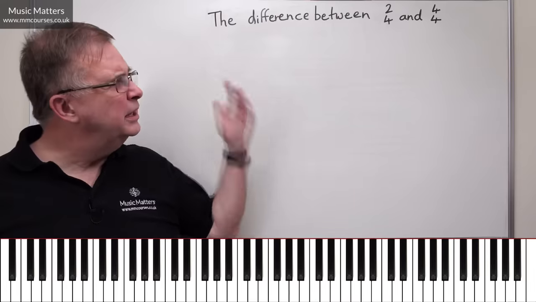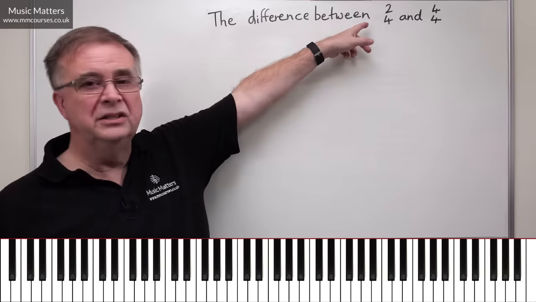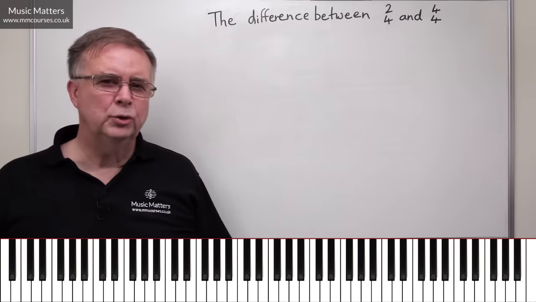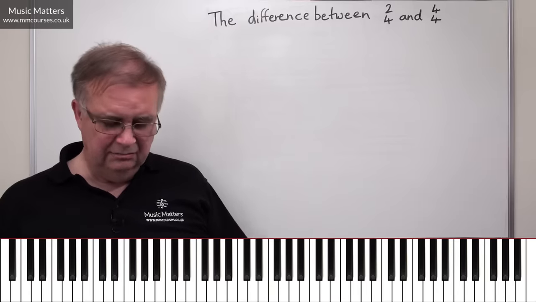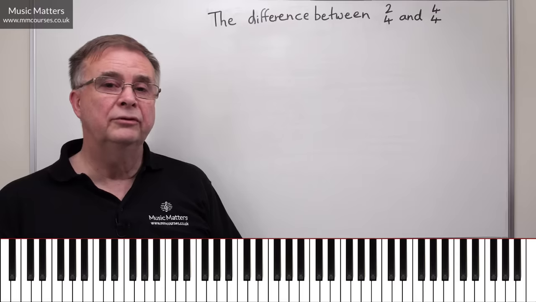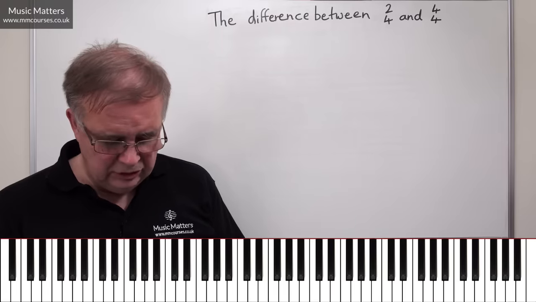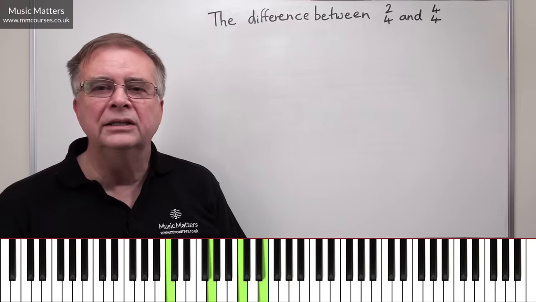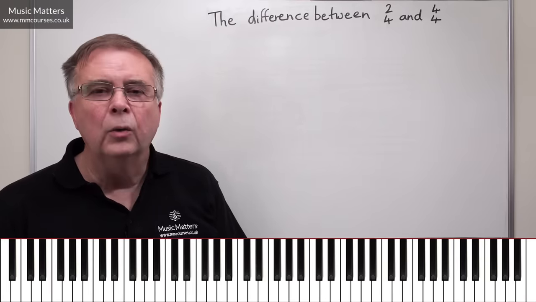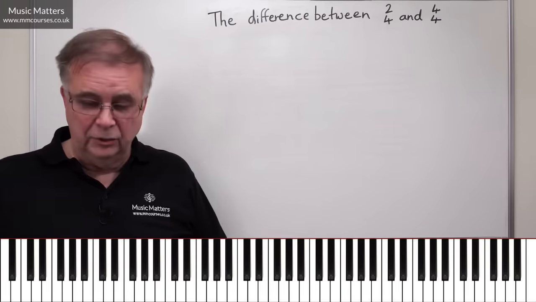So why might people be asking what the difference is? Because it's pretty obvious, isn't it, really? This one's got 2 beats in a bar, that one's got 4 beats in a bar. But this is what lies behind the question. I can play a piece of music and it would sound more or less the same whether it's in 2-4 time or 4-4 time. So if I play this, I could think 1-2-1-2-1-2-1-2. Or I could think 1-2-3-4-1-2-3-4. Because it's possible to count it either way, isn't it?